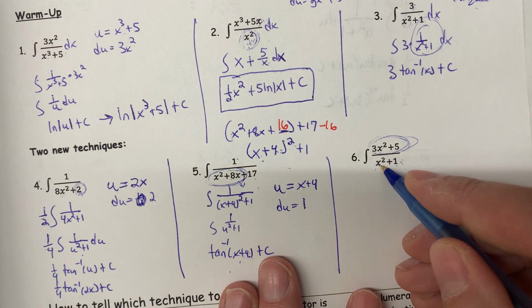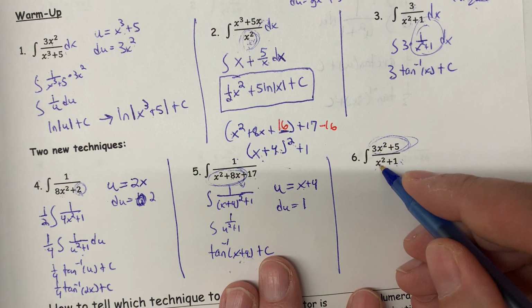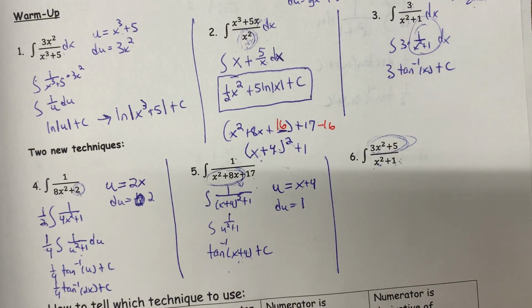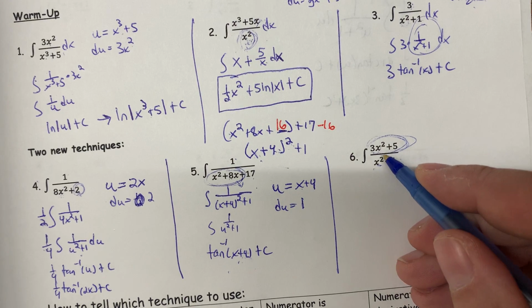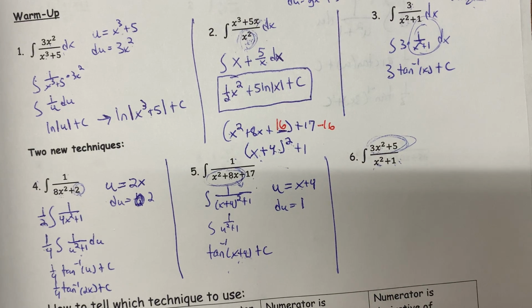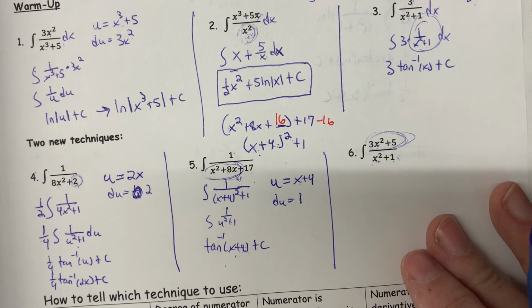Let's see, is the derivative of the denominator the numerator? No. The derivative would be 2x. That would not cancel out the x squared. And so we need a new technique. Our last technique is going to be if the degree of the numerator is bigger than the degree of the denominator, you can do long division.